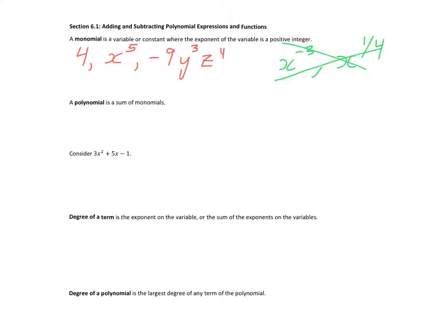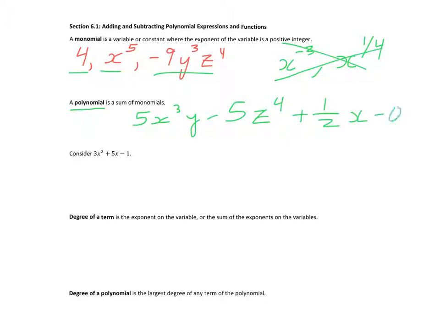And then if we take monomials and we add them all up, it becomes a polynomial, a sum of monomials. Something like 5x cubed y minus 5 z to the 4th plus 1/2 x minus 0.1. That's a polynomial. It follows all of our rules.